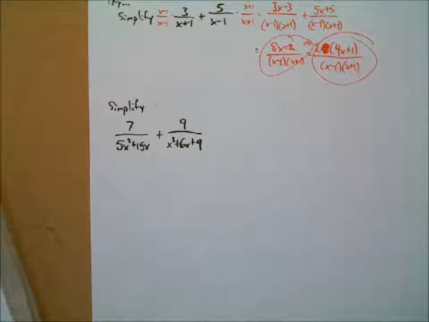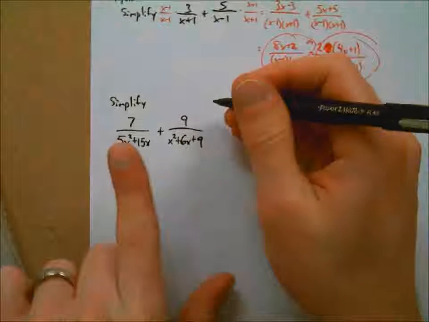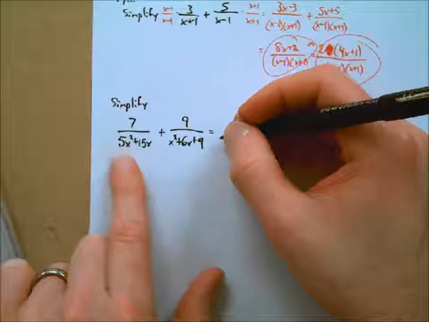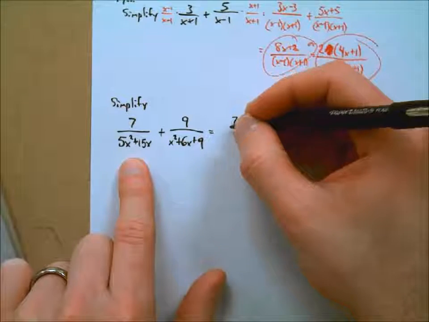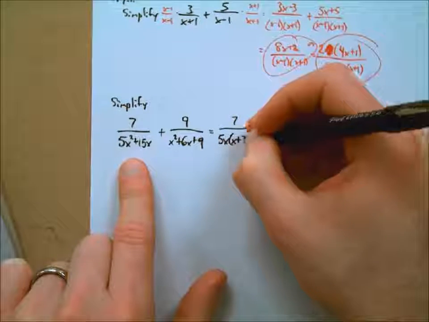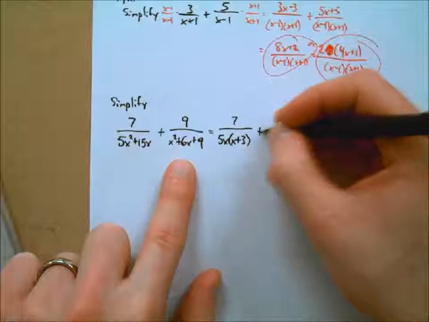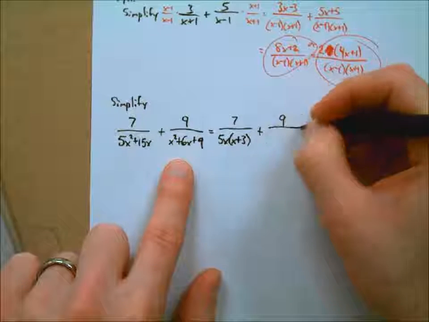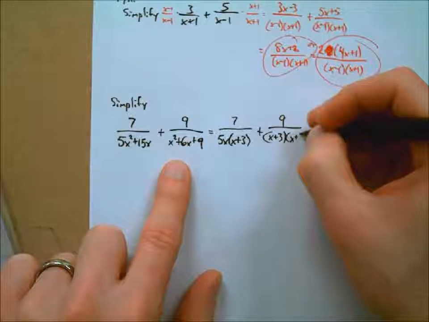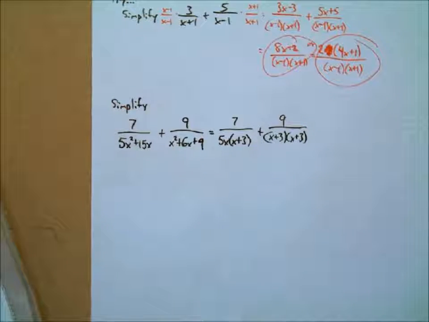Potentially it's yucky, however, let's take a look here. What can we do with this denominator before we start? Yeah, we can factor out a 5x, and that leaves us with x plus 3. And what about this other denominator? x plus 3 times x plus 3. It factors too.